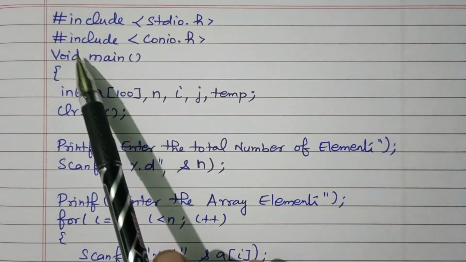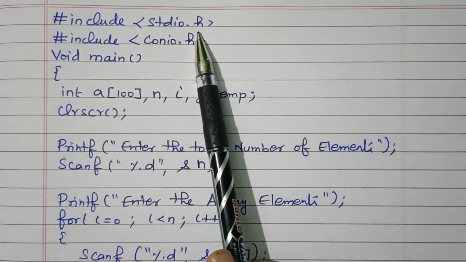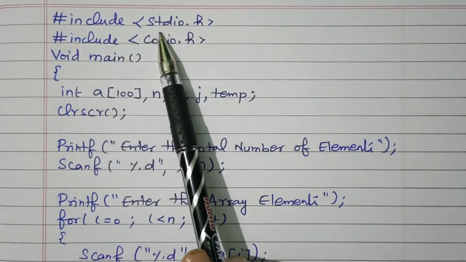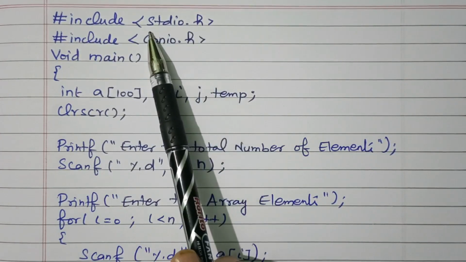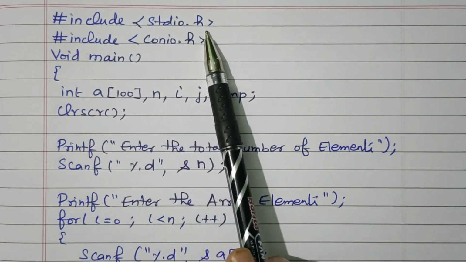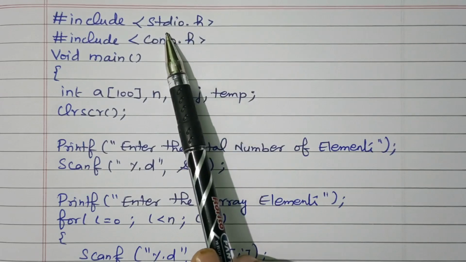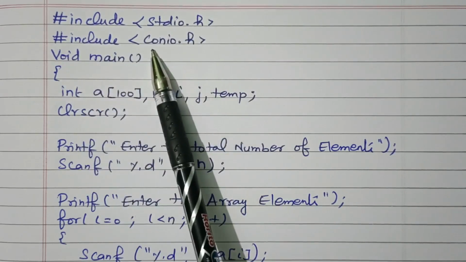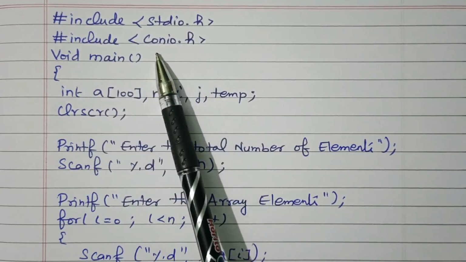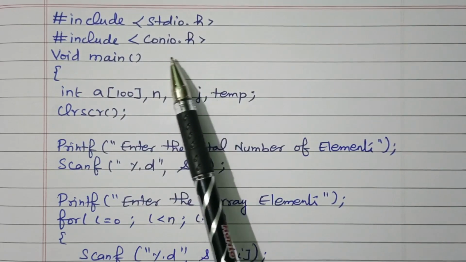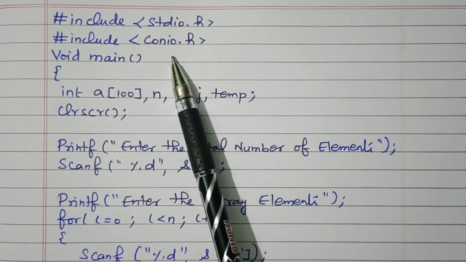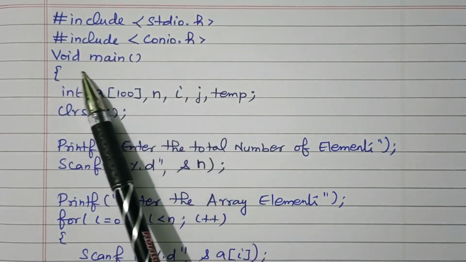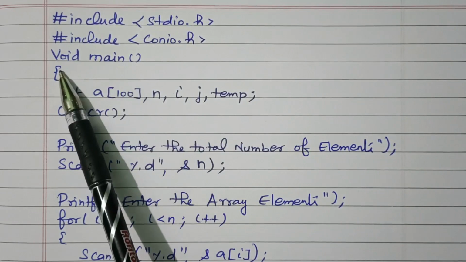First we will include the header files. Hash include stdio.h, that is the standard input output dot h header file. This is used for printf and scanf. Then one more header file, hash include conio.h, console input output dot h header file. This is used for clear screen and getch. Then we can start the main program. Void main, open the brace.